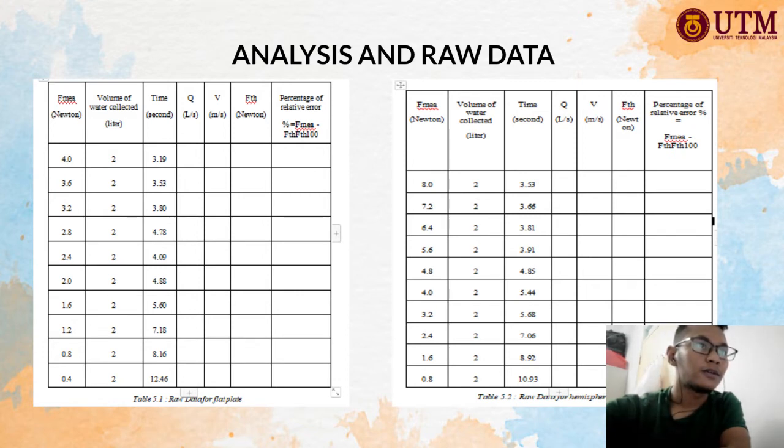By using the formula Q equal to V over T, we got the value of Q for both sets of data. After that, using the formula of velocity, we got the value of velocity for all of the data. Finally, to compare the measured and the theoretical force, we use the formula for percentage of relative error, and we can get the difference for both sets of data. So I will pass to the next person for the results and discussion.